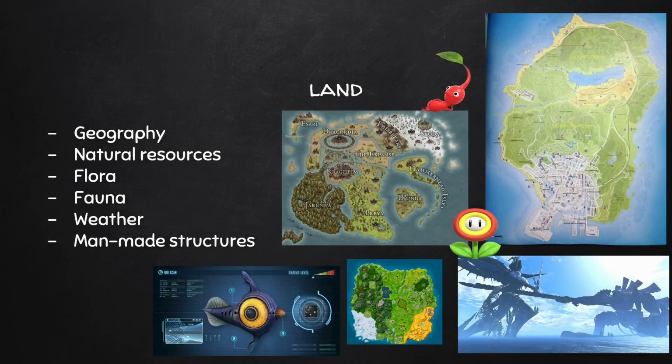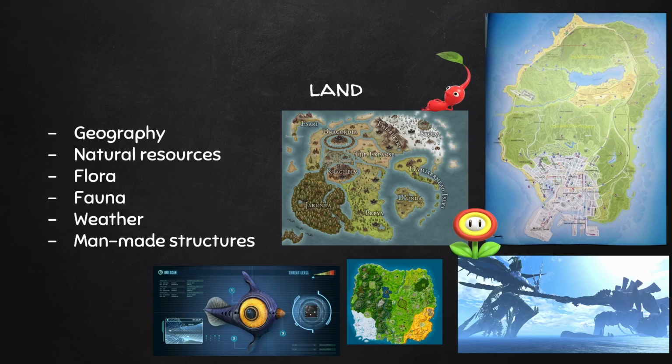Now, like I said, the most obvious one is land. And this is any physical thing for the most part. So this can be, most importantly, the geography, the mountains and the rivers, the fun things to work on when it comes to world building. But it also has some other things. If you have any sort of resource gathering, you want to think about where the resources are placed and how it makes sense geographically, as well as within the story of your game.